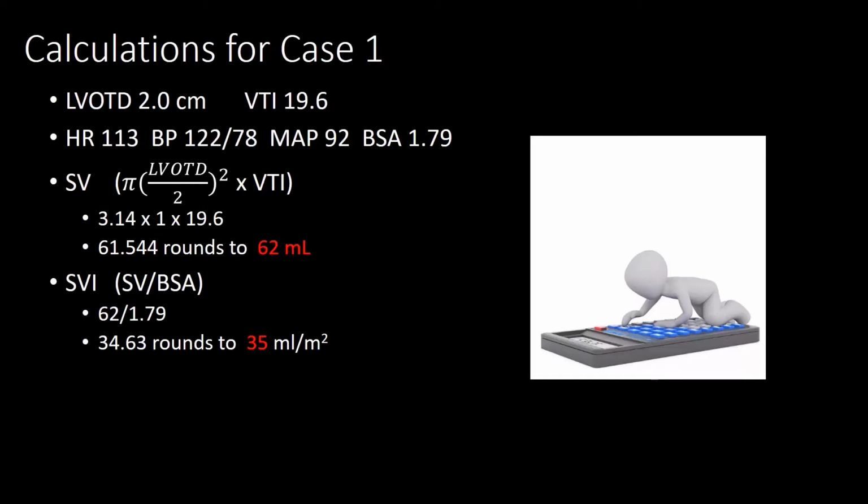There are a couple of reasons to do the indexed values. I have much more of a sense of what the normals are for stroke volume index than I do for stroke volume per se. So I know that a normal stroke volume index is about 34. So I know 35 is kind of on the lower end of normal. So we have more clinical utility for the indexed values. Is that what you guys think too?